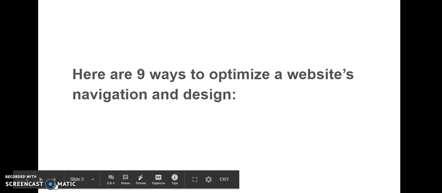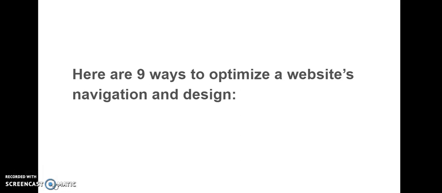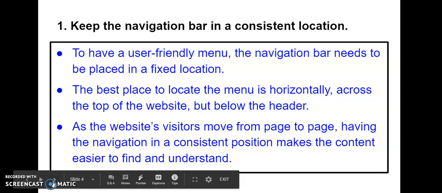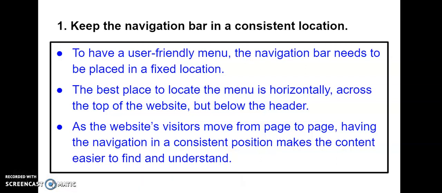Here are 9 ways to optimize a website's navigation and design. Number 1, keep the navigation bar in a consistent location. To have a user-friendly menu, the navigation bar needs to be placed in a fixed location.